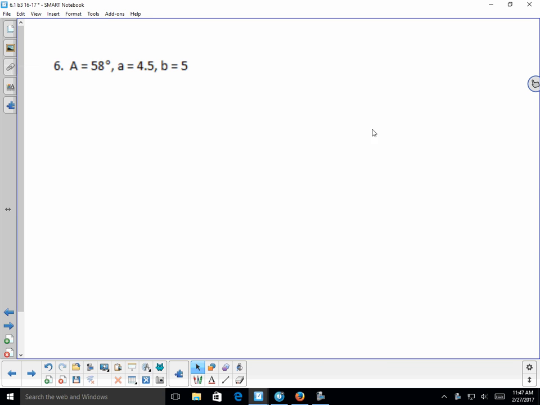Okay, so we are looking at section 6.1. This is kind of 6.1 part 2. And so here we're looking at number 6 from the activity sheet that I gave you last time.